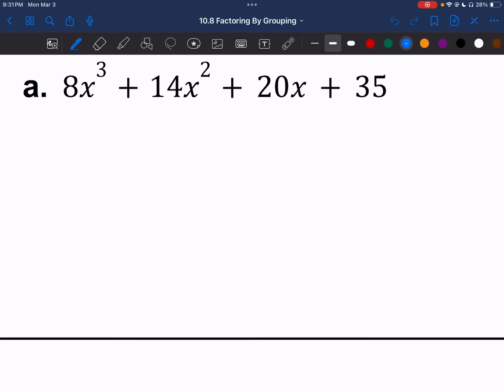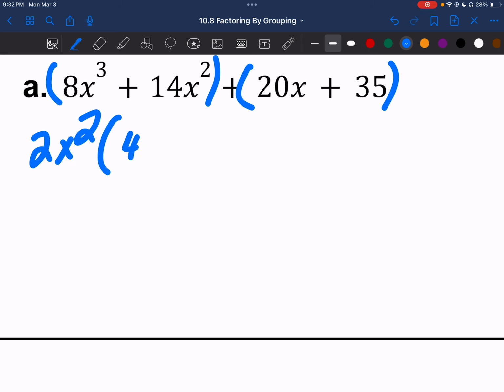So let's look at letter A. We've got 8x cubed plus 14x squared plus 20x plus 35. So we start off with factoring by grouping like we've been all along. My first set of parentheses, my common factor is a 2x squared. And what am I left with? I'm left with 4x and 7.